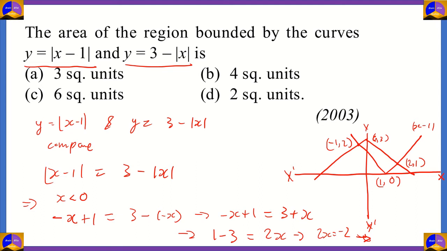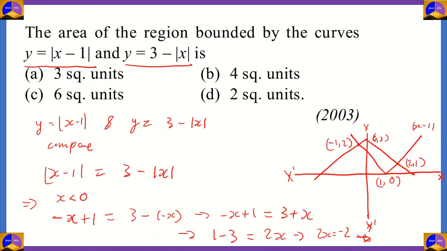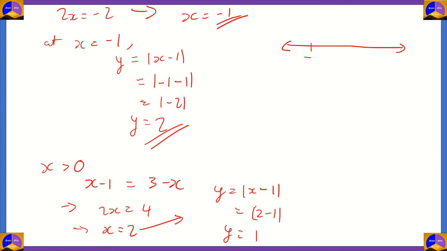Now that we've found the intersection, we will draw a number line. In this number line, we're going to divide the number line into basically 4 points. So you will start from minus 1 over here, and then you have 0, then you have 1, and then you have 2.